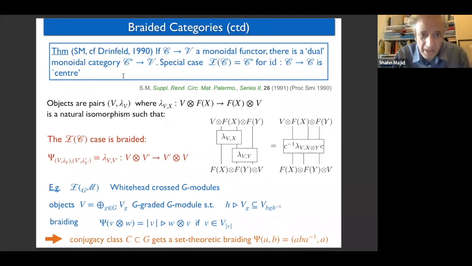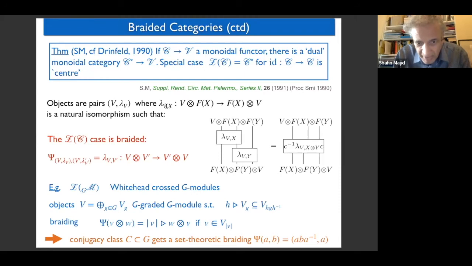And so I cited that letter. It's called the Drinfeld center. Now the objects are pairs, V and lambda V associated to V, where lambda V is a natural transformation between V tensor F and F tensor V. So V tensor F is a functor from C to V, and so is F tensor V. And lambda is the natural transformation between them, that natural isomorphism.